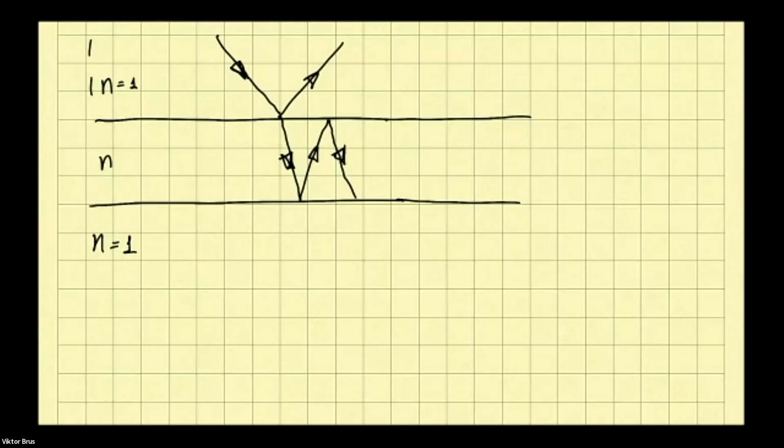But we also have a refracted beam, which is now parallel to the initially reflected beam. So we have beam number 1 and beam number 2.